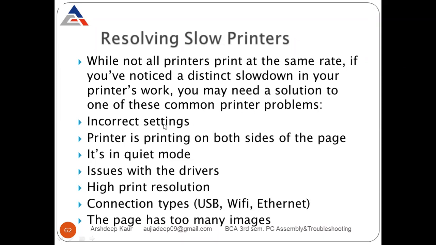Maybe incorrect settings. Maybe we are printing on both sides of the pages. When I print on one side, the speed of the printer is fast, but if we are printing on both sides, there is a chance that printing speed gets slow. Maybe it is in quick mode, maybe there are issues with drivers, maybe we are printing in very high definition, so it will take more time to print, maybe some connection issues, USB, Wi-Fi, maybe the page has too many images. If I'm printing 10 images on a single page, there is a greater chance that the printing speed is slow.